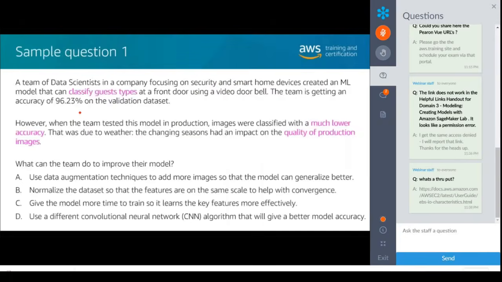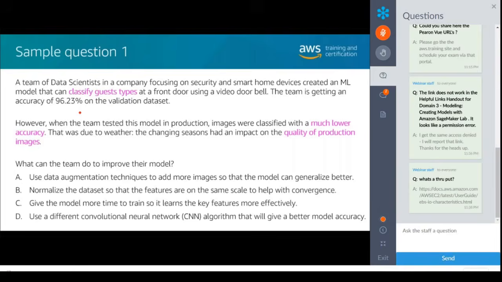So we have to choose from one of these. We can use data augmentation techniques to add more images so the model can generalize better. We could normalize the data set so that the features are on the same scale to help with convergence. We could give the model more time to train so it learns the key features more effectively. We could use a different CNN algorithm that will give better model accuracy.